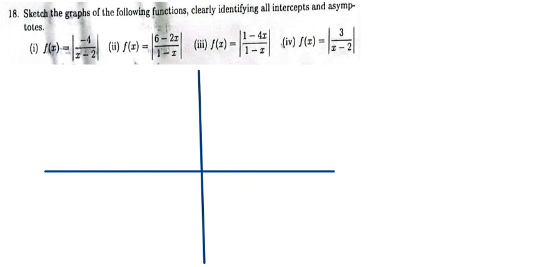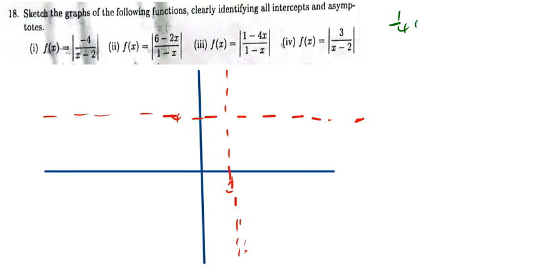What was our horizontal asymptote? 1, right? The vertical, sorry. Then the horizontal was at what? 4. Then we said that we had the 1 over 4 comma 0 and 0 comma 1, right?